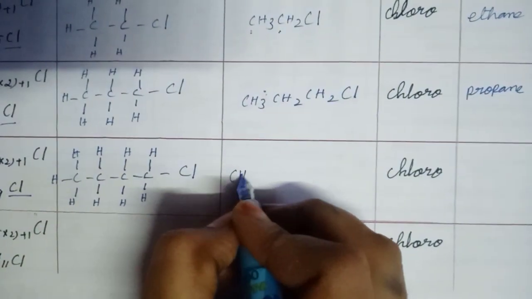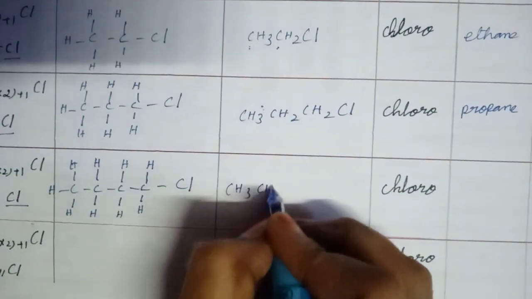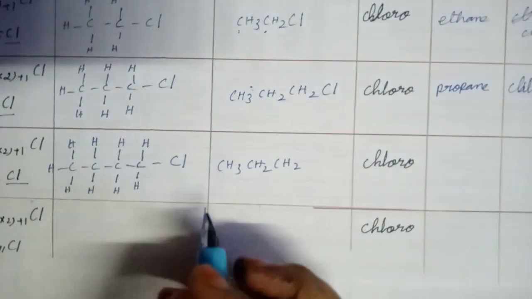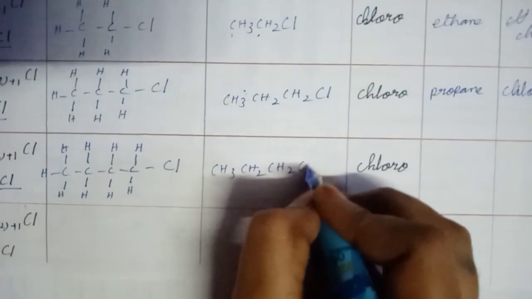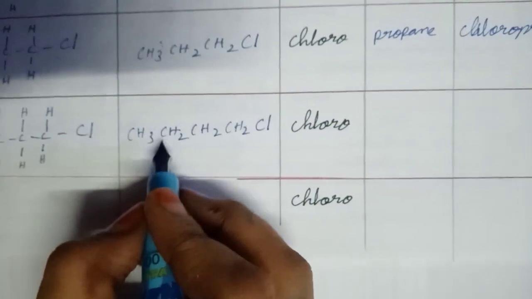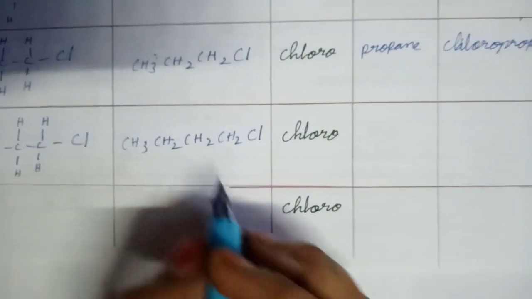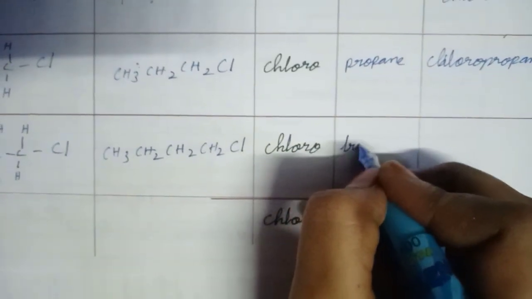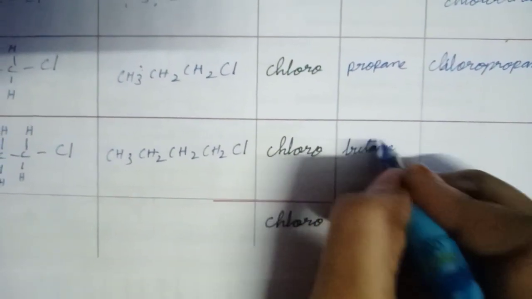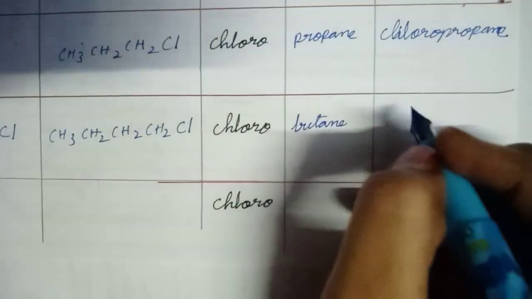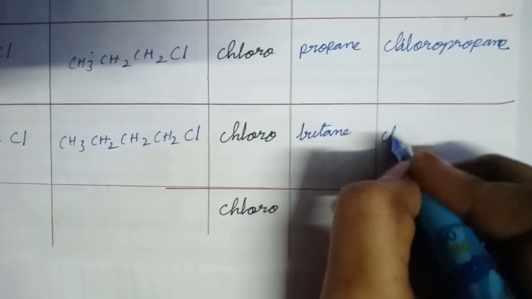Condensed form: CH3, CH2, CH2, and CH2, Cl. Prefix chloro, and alkane: meth, eth, prop, but. So 4 carbons: 1, 2, 3, 4. So the alkane name is butane. So what is the final name? Prefix plus alkane. So chlorobutane.